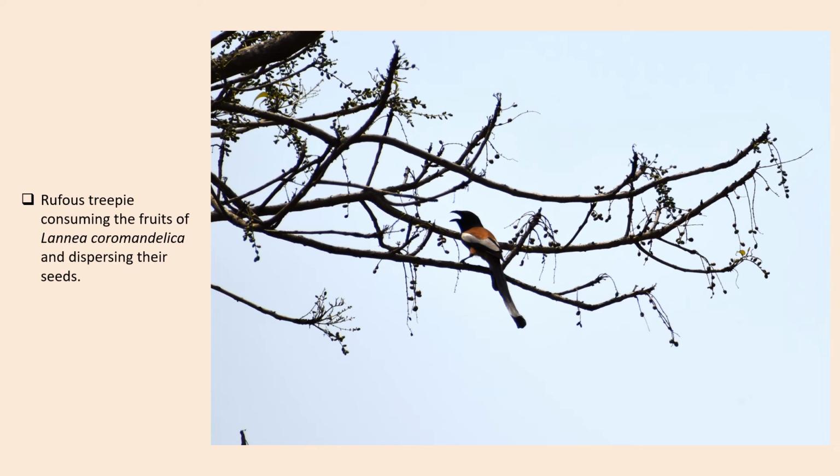So here you can see Rufus trippi consuming the fruits of Lania coromantlica and dispersing their seeds. I think this is the favorite tree of Rufus trippi because whenever we see Rufus trippi, it's most likely on this Lania coromantlica tree.